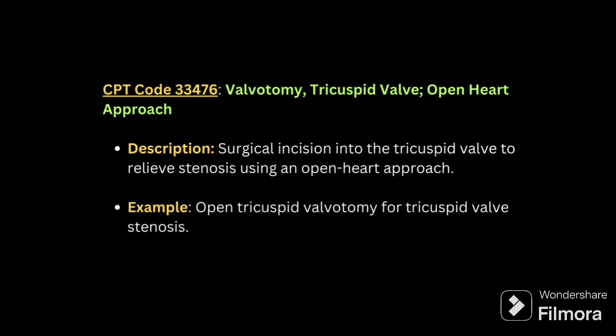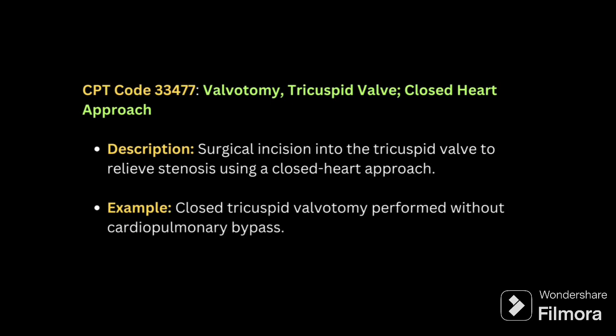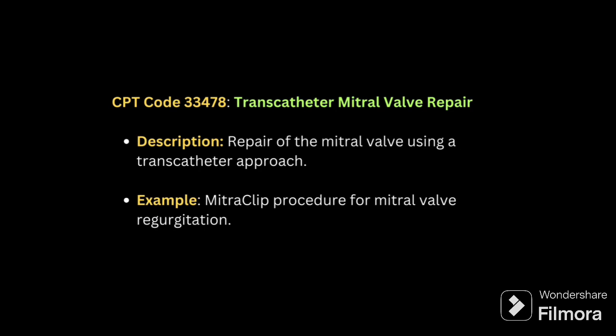Next is 33476, valvotomy tricuspid valve open heart approach. Description: surgical incision into the tricuspid valve to relieve stenosis using an open heart approach. Example: open tricuspid valvotomy for tricuspid valve stenosis. Next is 33477, valvotomy tricuspid valve closed heart approach, that is, surgical incision into the tricuspid valve to relieve stenosis using a closed heart approach. Example, closed tricuspid valvotomy performed without cardiopulmonary bypass.